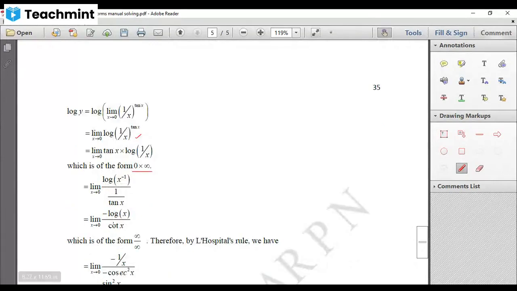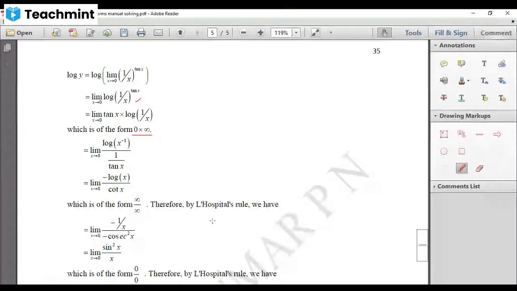Right? And we know that 1 by tan x is cot x. And if you put x equal to 0, then you'll get, see, by log property, I can take this minus 1 outside. So you'll get minus log of x divided by cot x. If you put x equal to 0, then you'll get log 0, which is infinity, divided by cot 0, which is infinity. So this is again infinity by infinity form. Therefore, we can apply L'Hopital's rule.